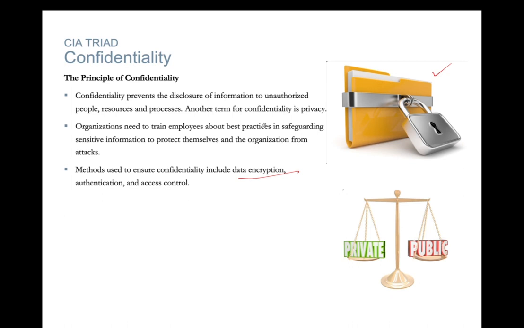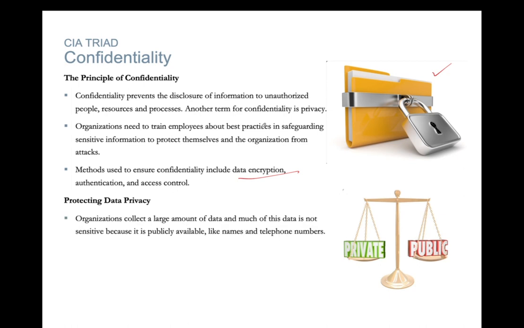Then the second one is, in this confidentiality, how you are going to protect data privacy. As we said, sometimes confidentiality is interchanged with the term privacy. Protecting data privacy: organizations collect a large amount of data. Much of this data is not sensitive because it is publicly available, like names and telephone numbers. Other data collected, though, is sensitive.